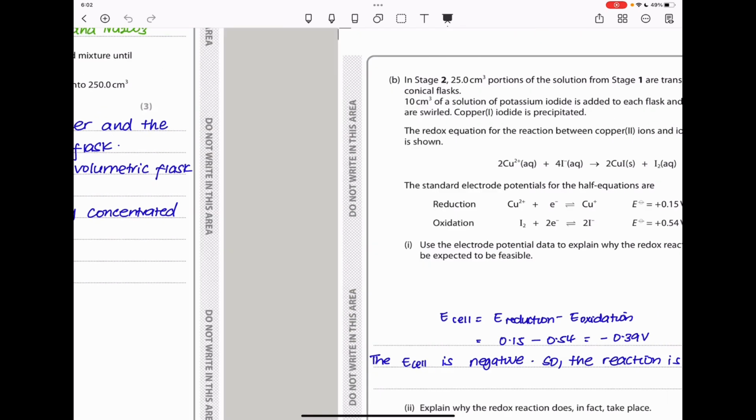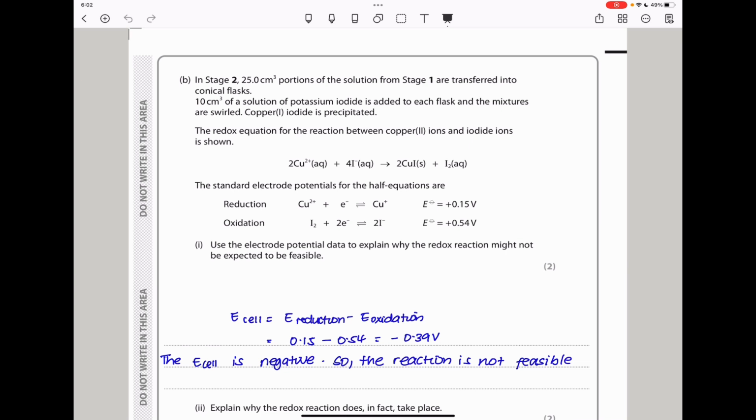So moving on. Here they say, in stage 2, 25 centimeter cube portions of the solution in stage 1 are transferred into conical flasks. 10 centimeter cubed of a solution of potassium iodide is added to each flask, and the mixtures are swirled. Copper 1 iodide is precipitated. A redox equation for the reaction between copper 2 ions and iodide ions is shown, as we can see here. They say the standard electrode potentials for the half equations are as we can see here.